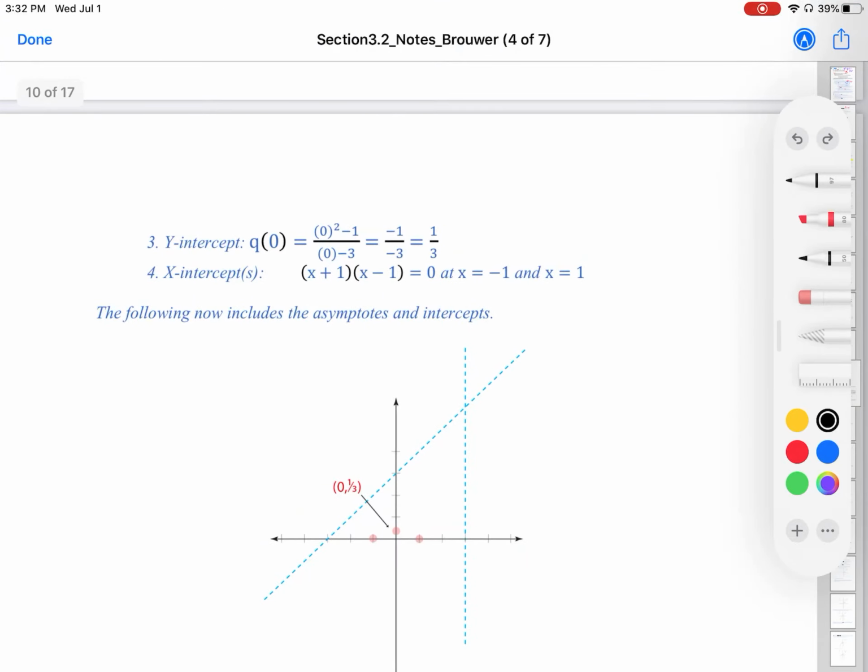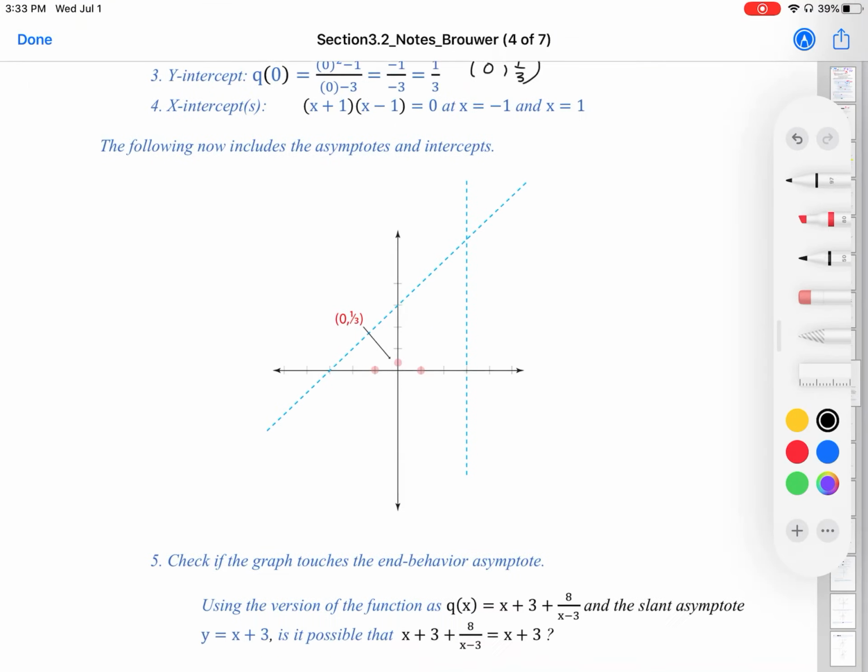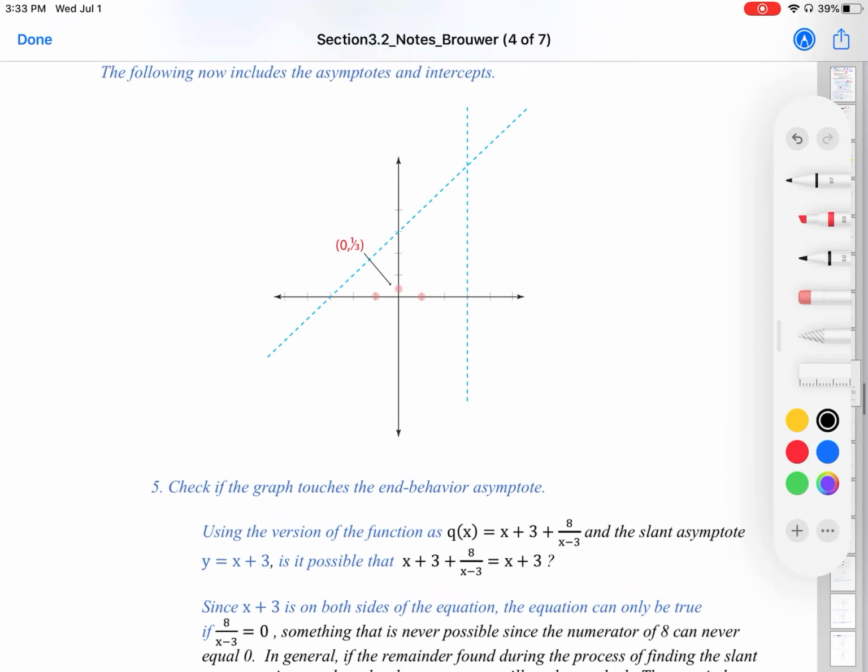All right, so we have a y-intercept at 1/3 and an x-intercept at negative 1. We have these points. We know these points are part of a figure. Now this figure can get closer to our asymptotes and never cross. So we can assume it's going to look like a curve like this.